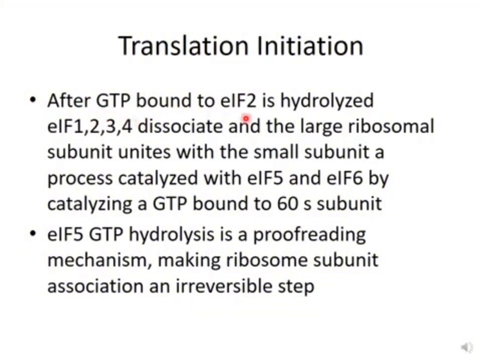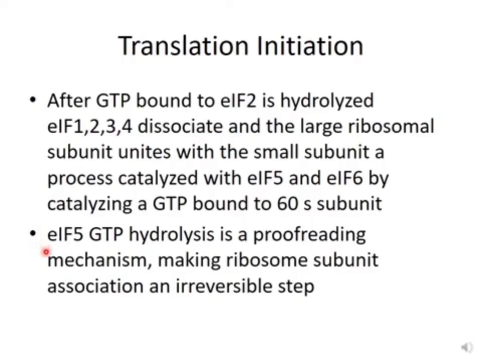After the GTP bound to EIF2 is hydrolyzed, all initiation factors, including 1, 2, 3, and 4, are released, and they dissociate from the small ribosomal subunit, and the larger ribosomal subunit unites with the small subunit, as I mentioned, catalyzing a GTP bound to EIF5, and that is going to change the structure of the larger ribosomal subunit to maintain it bound to the smaller subunit.